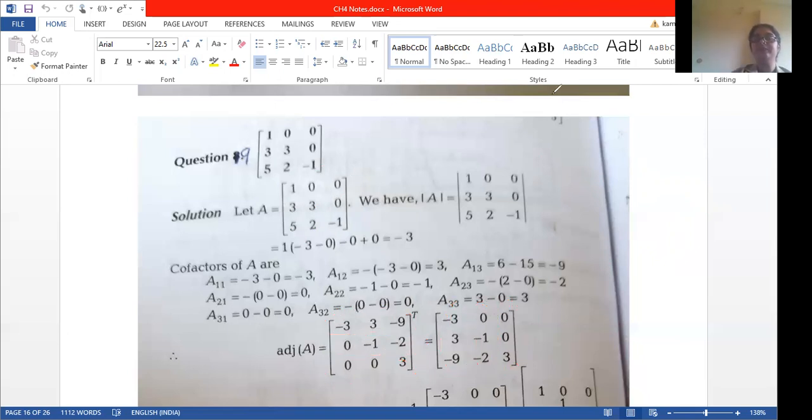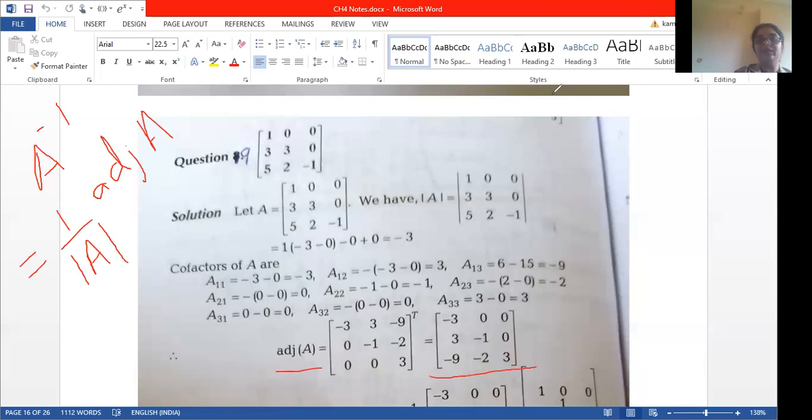Now what is inverse? A inverse is equal to 1 upon determinant of A multiplied by adjoint of A. This we all know. Now you have got the value of adjoint, and the value of determinant is -3. So you have to just put the values. It will be equal to 1 upon -3.